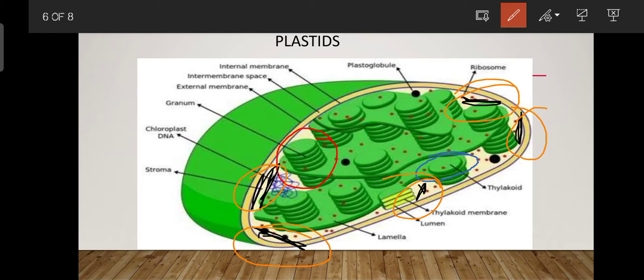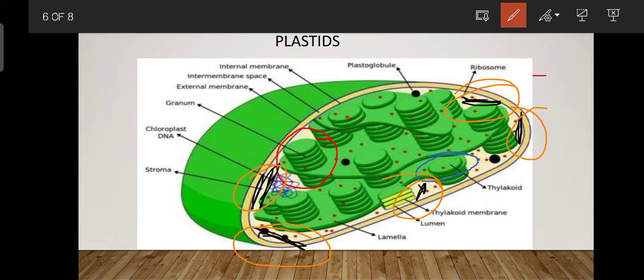Now come to the blue line. You can see the single coin-like structure. It is known as thylakoid, and the collection of thylakoids is known as granum. The single unit is known as thylakoid, and the outer membrane next to it is known as thylakoid membrane, and the yellow portion inside the thylakoid, that space is known as lumen.